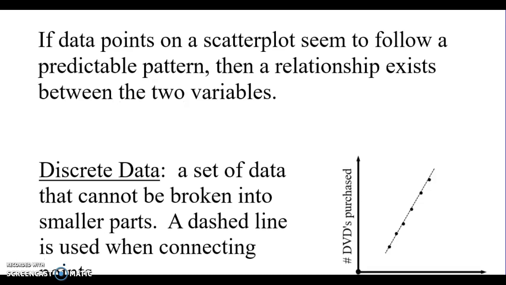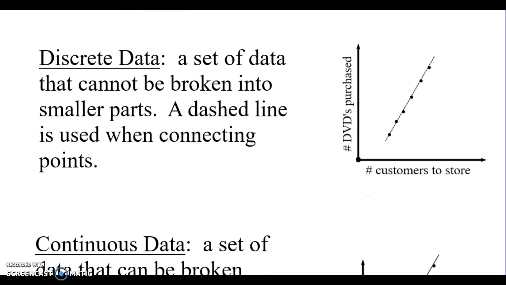So first of all, as we make a scatter plot, we are plotting points on a grid. If our points seem to follow some sort of pattern, then we say that a relationship exists between the two variables. So discrete data. This is a set of data that cannot be broken into smaller parts. We use a dashed line when we are connecting our points.